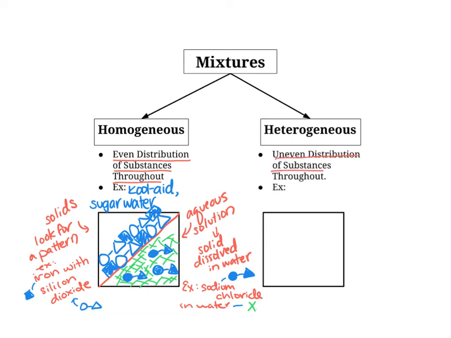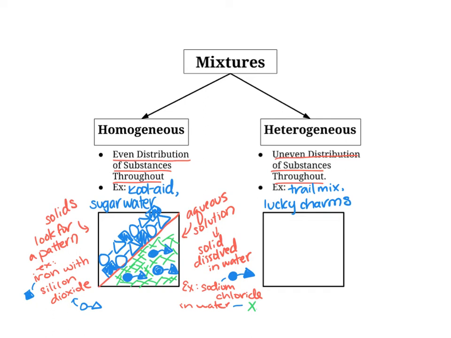distribution of substances throughout. So some examples of that could be trail mix. Again, every handful of trail mix you take, you're not going to get the same ratios of things every time. You're going to get a different amount of raisins. You're going to get a different amount of M&Ms. You're going to get a different amount of peanuts. So that makes it a heterogeneous mixture. Another example would be like if you had a bowl of Lucky Charms. You're not going to get the same amount of hearts, stars, and horseshoes every time in every scoop. So those are unevenly distributed throughout the bowl of cereal.